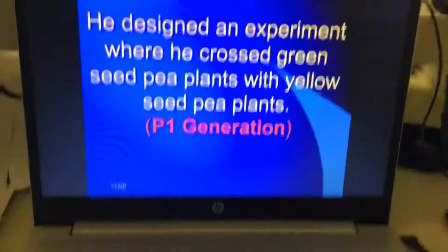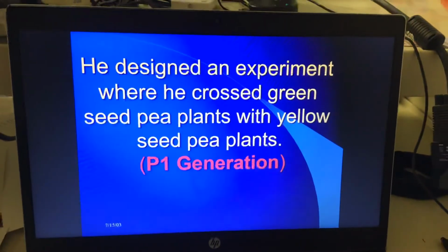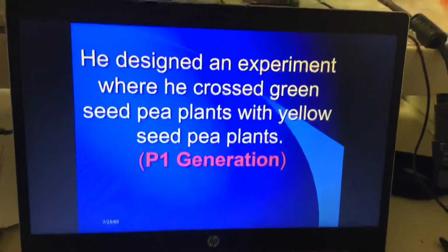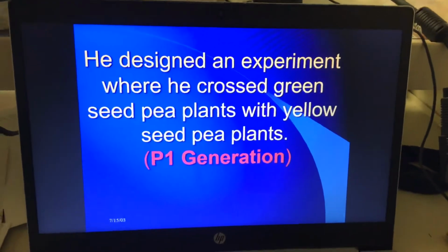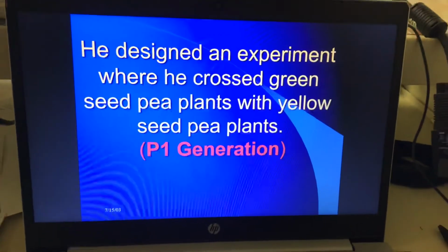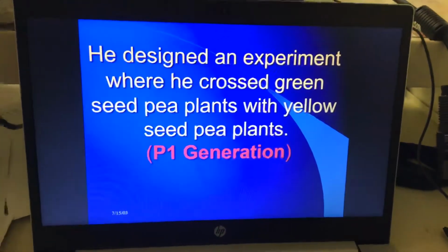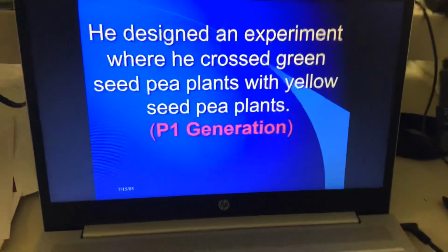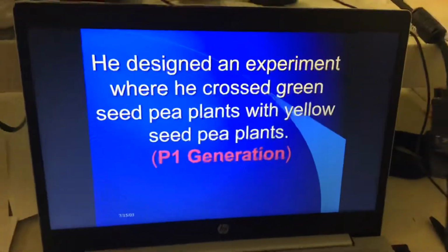Go ahead and write this down. He designed an experiment where he crossed green seed pea plants with yellow seed pea plants. And he called this the P1 generation. If I'm going too fast, you can always pause. So he took 2 plants and he crossed them. By cross them, it means he made them have babies.